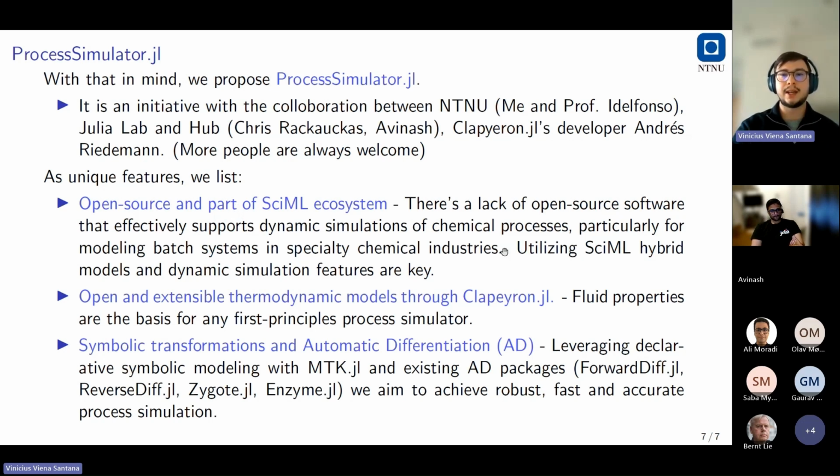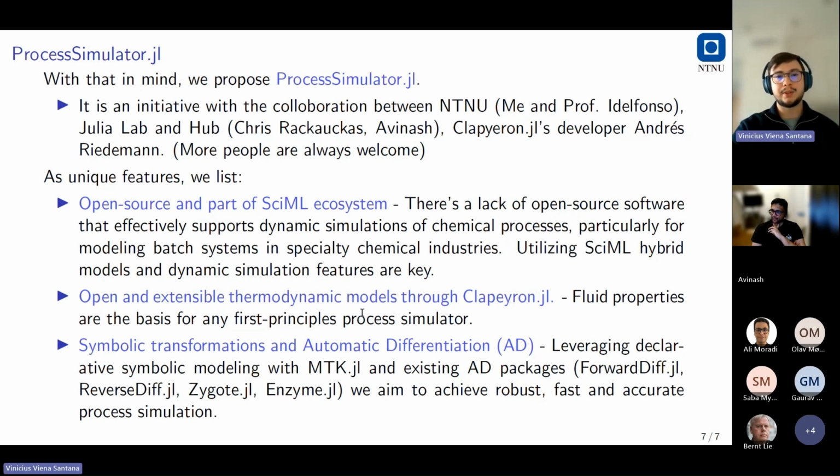And also the fact that we have this whole ecosystem of SciML with, for instance, hybrid models. That's very interesting for these kinds of simulations on specialties because they have very complicated systems like crystallization and some complicated reaction engineering, where the hybrid models available in the SciML ecosystem can be very, very helpful. Of course, we also need open and extensible thermodynamic models through a library, and Clapeyron seems to be the most interesting solution this way.